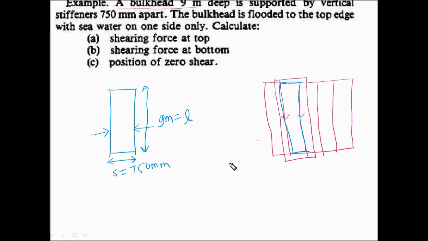The bulkhead is flooded to the top edge with sea water on one side only. So the water is up to the top edge of the bulkhead. This is the level of the water, and the water is sea water. The density of the sea water is 1025 kg per meter cube, and it is on one side only. Calculate the shear force at the top, shear force at the bottom, and the position of zero shear.